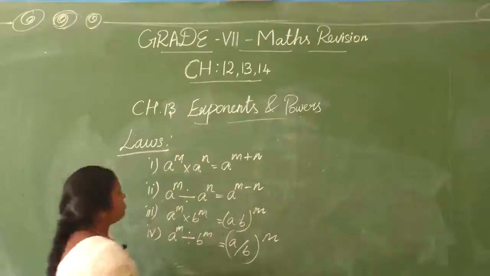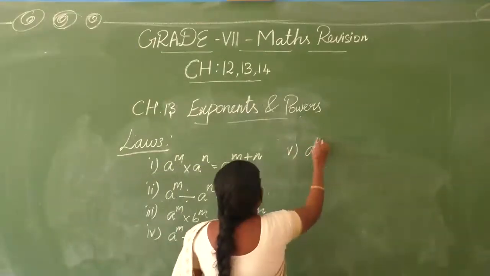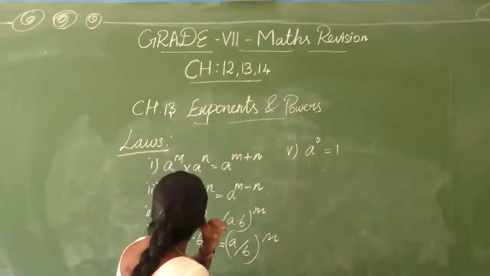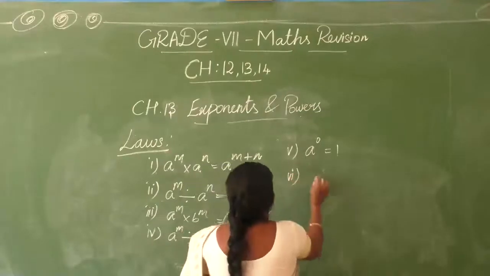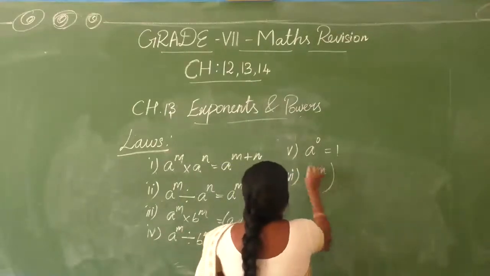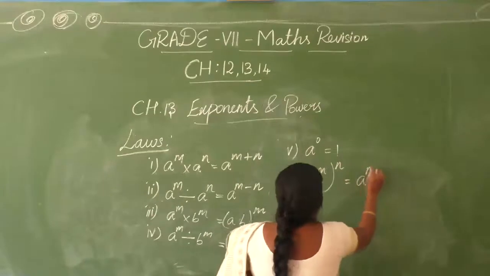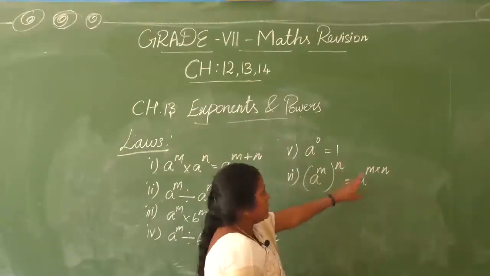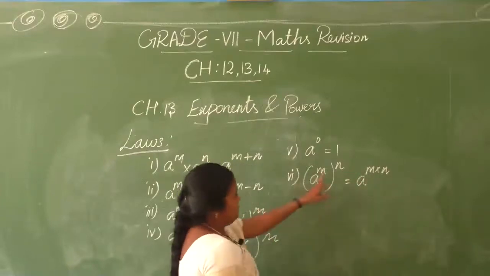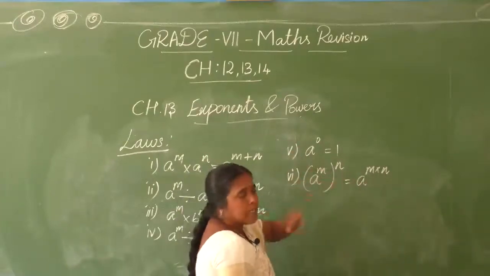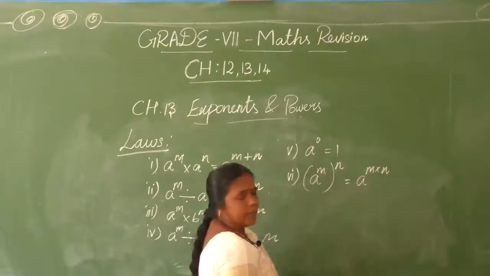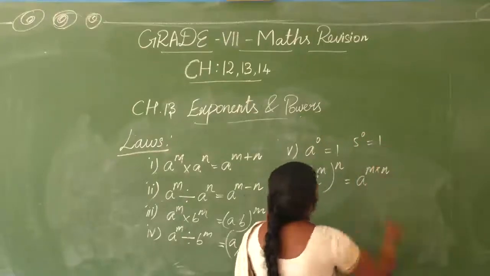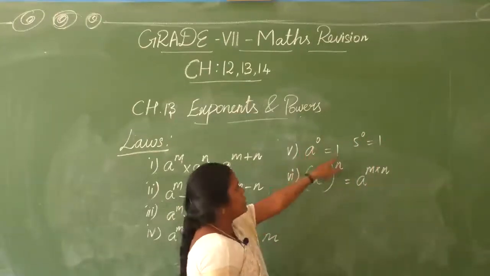Understood? Then fifth law, anything power 0 equal to 1. Then sixth one, power of a power. a power m the whole power n is equal to a power m into n. For that, one more power. At that time, what to do? Powers can be multiplied. Okay, anything power 0. For example, 5 power 0 becomes 1, like this. a power 0 equal to 1.